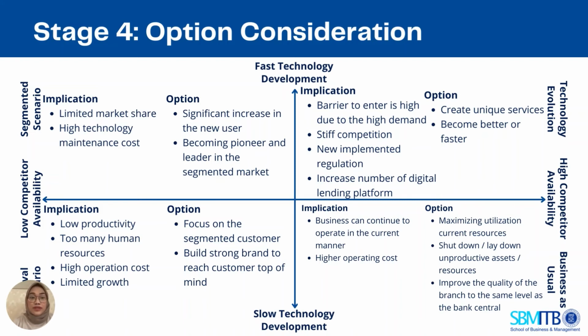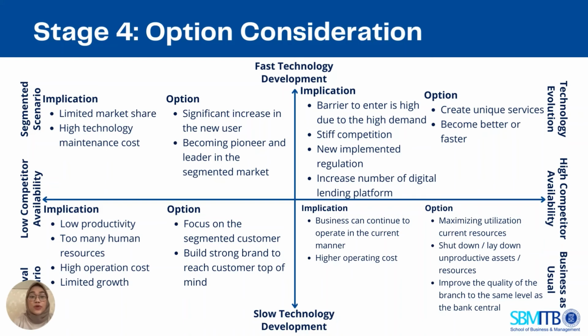On the lower competitor availability and fast-paced technology, the scenario planning is quite segmented. Since there is low competition in the industry, Bank Mandiri could be the pioneer of the segmented market. Since they are the leader, they could easily gain new users and increase user engagement. The implications for the scenario is that since they are the pioneer, the maintenance cost for its technology is quite high and there's only a limited market share.